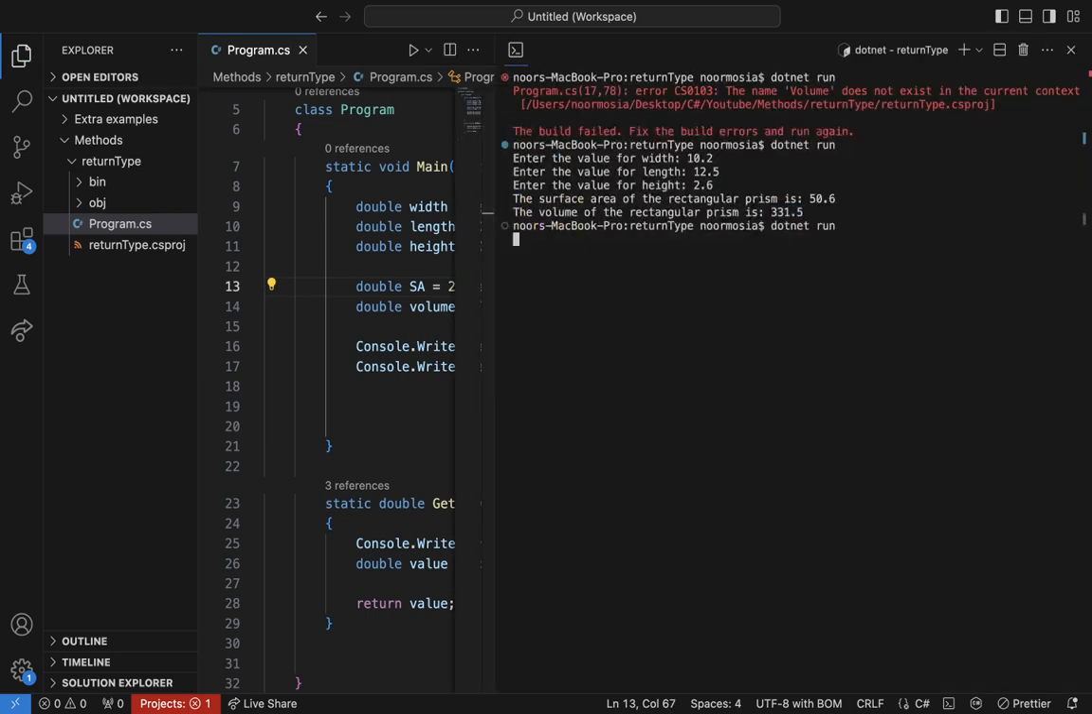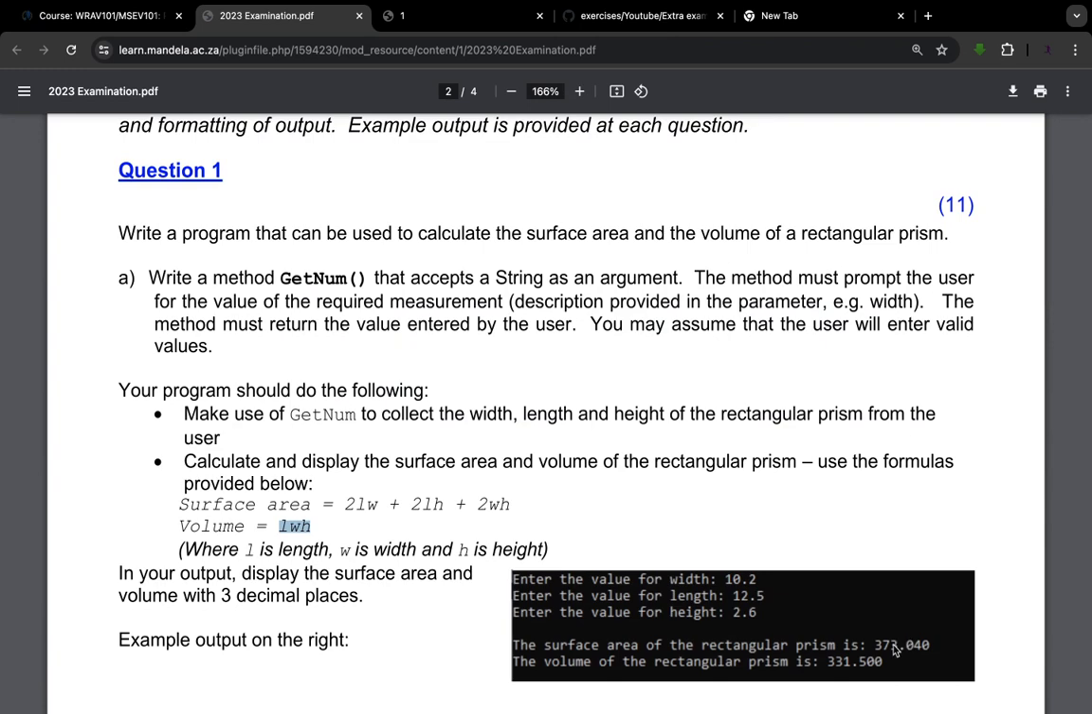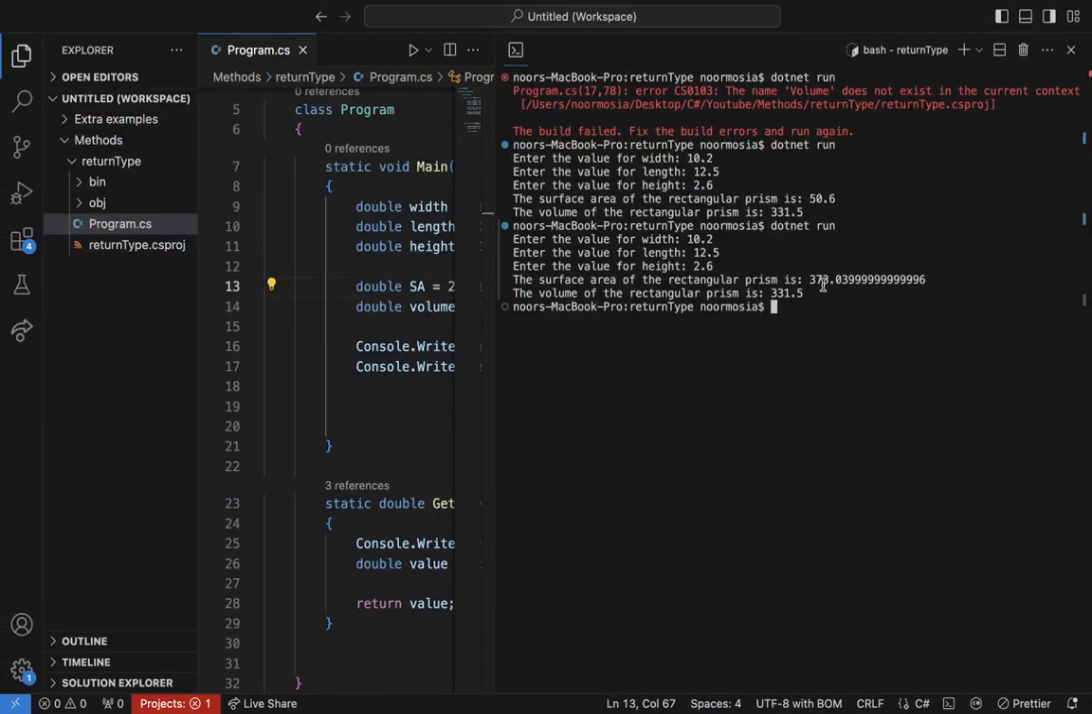Let's run the code, and 10.2, 12.5 and 2.6, and yeah, it works. 373.04, 373.0, whatever that is.